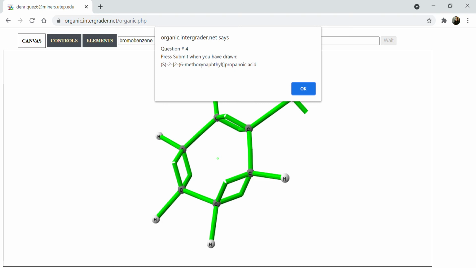Okay, awesome. We got this big one. This one actually has another name that's way easier. So if you ever have to name it, you just name it like this. S-Naproxen. So it's way easier to name than this huge thing.